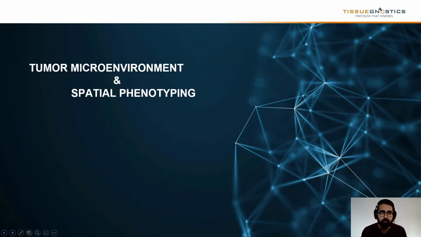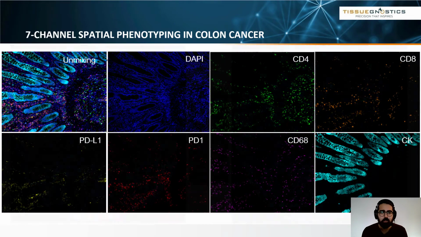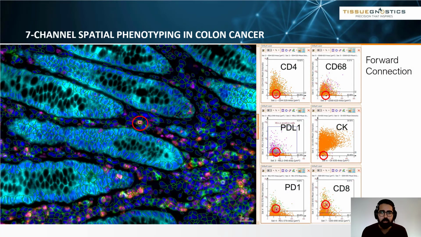We can use the same method for analyzing the tumor microenvironment and spatial phenotyping, except in this case we're doing spectral unmixing of autofluorescence from this 7-channel immunofluorescence in this colon sample. Here we have each individual channel spectrally unmixed, and now we're using these scattergrams just like before to measure the expression levels for each of these 6 channels on the single cell level.